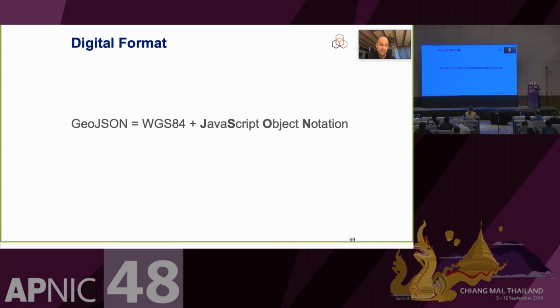Fortunately for us, there is a way to use the WGS datum with a very easy data format called GeoJSON. GeoJSON by default uses WGS 84, and of course it uses JSON. Next slide.